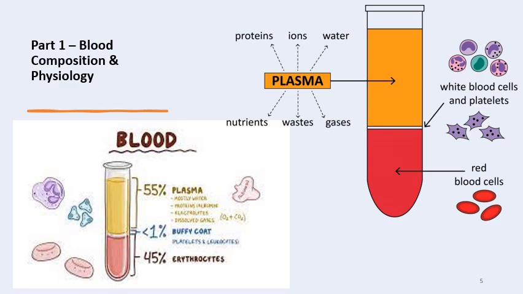The plasma contains a lot of things, mainly water, ions, proteins, gases, waste products, and nutrients. The bottom layer, the packed cell volume, contains exclusively the RBCs, which contain the hemoglobin, which helps in transportation of oxygen to the cells and taking carbon dioxide back to the lungs. And in between there is this small amount of elements which are called the buffy coat, which contains white blood cells and platelets.